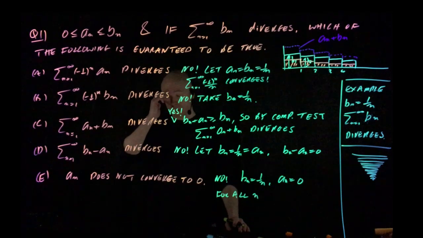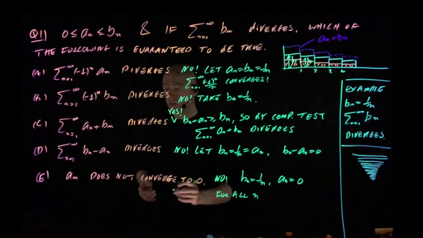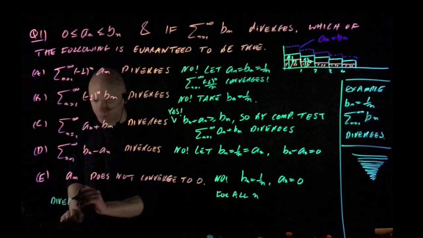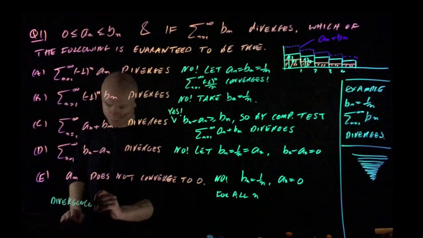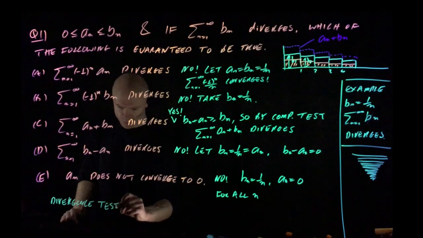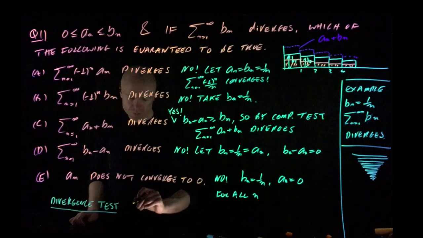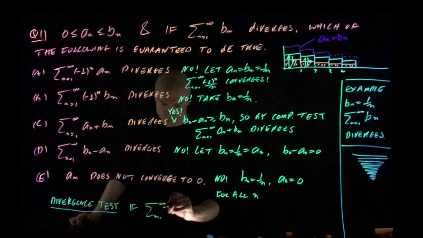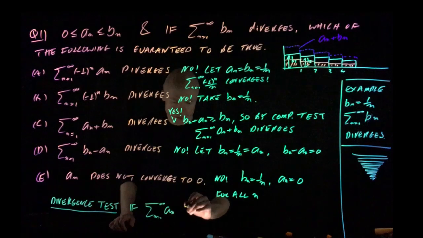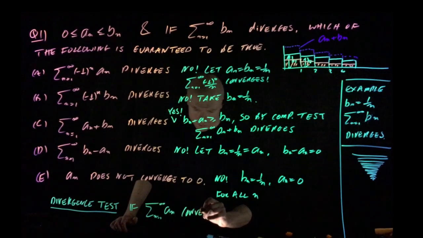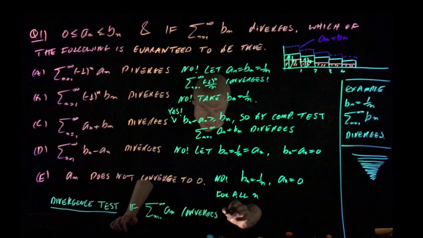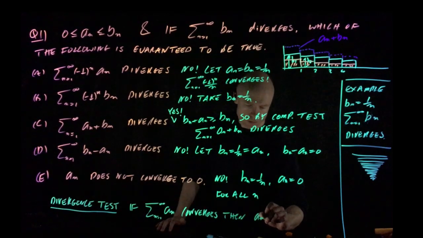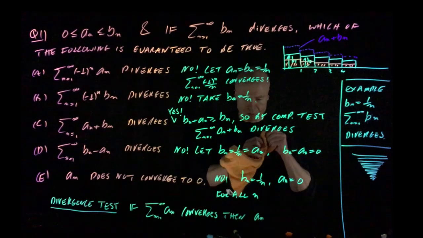So what they're trying to somehow mix you up with is this divergence test. Let me remind you. If the sum from n equals 1 to infinity of An converges, then the limit of An is equal to 0.